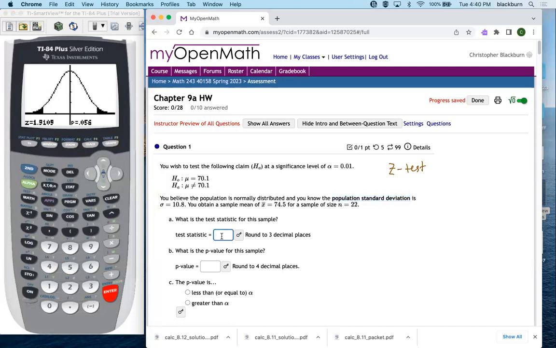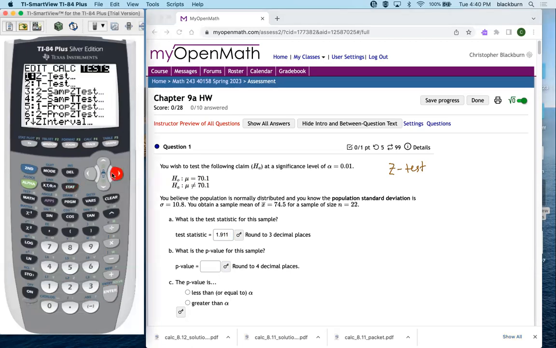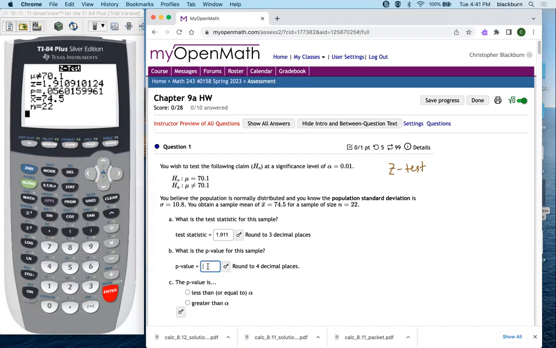That's what we're going to write in there. We're going to write in 1.911 because it wants it to 3 decimal places. The p-value, they want it to 4 decimal places. We're going to have to find the 4th decimal place in the z-test. And instead of choosing the draw, we're going to choose the calculate. In fact, I would just use the calculate every time. And then you got the p-value, 0.0560.